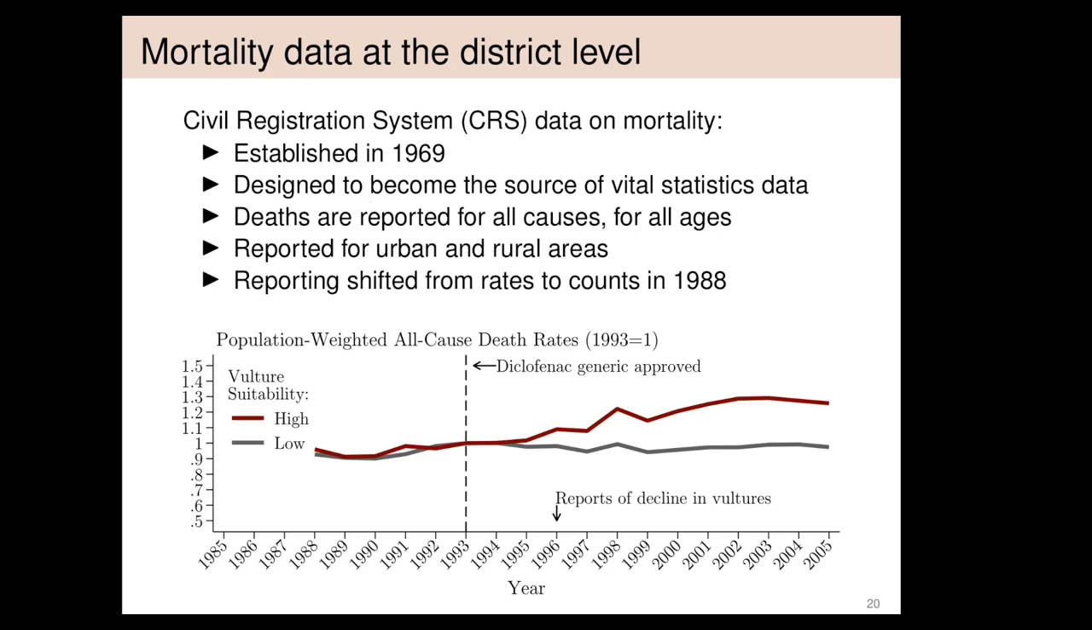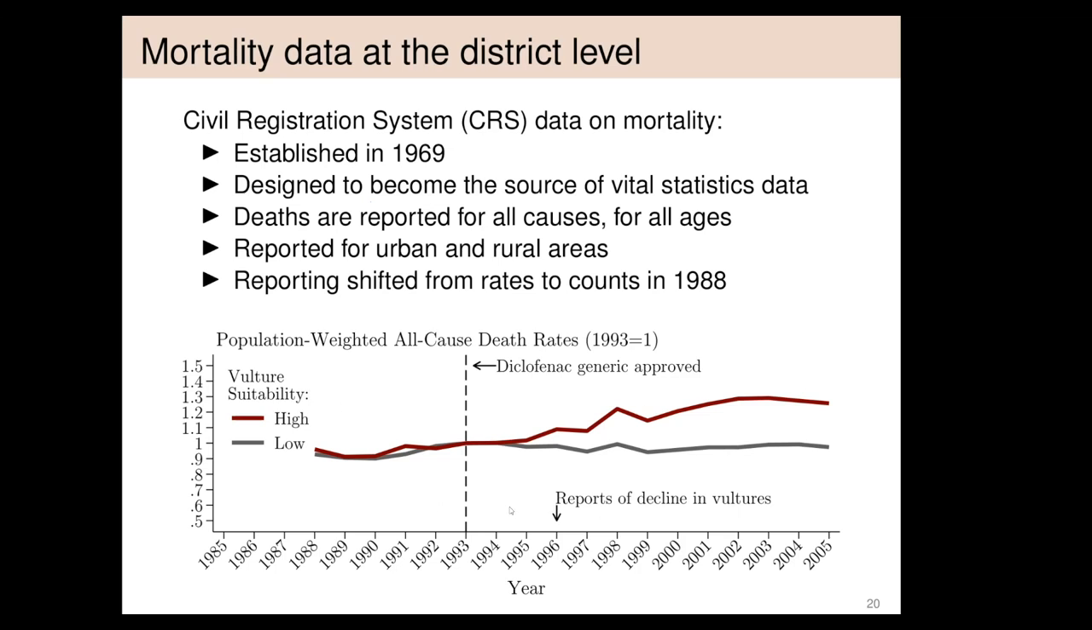What we need for our study to work well is that those problems of reporting are not systematically correlated with the suitability of vultures and also with the timing of their collapse. Even if the baseline levels are reported at a lower level than what they really are, we just need the change in levels to be able to infer that from the data. And in our sample, we're focusing on years after 1988 because there was a shift in the methodology of how those deaths were reported. And we end our sample in 2005, the year before the ineffective but still 2006 veterinary ban on the sale of diclofenac.